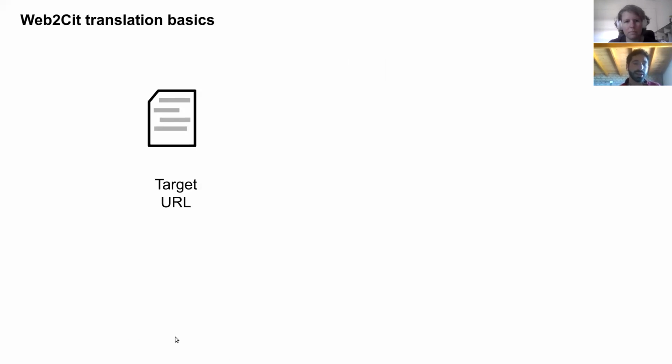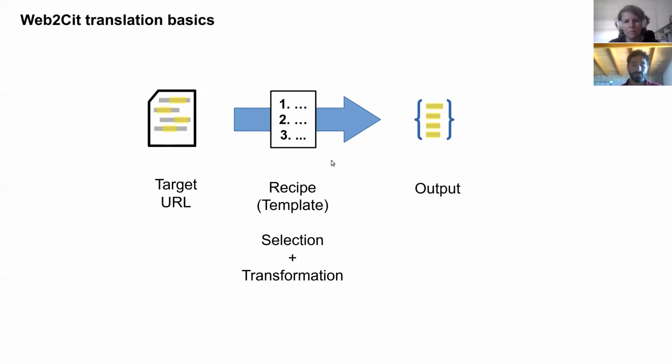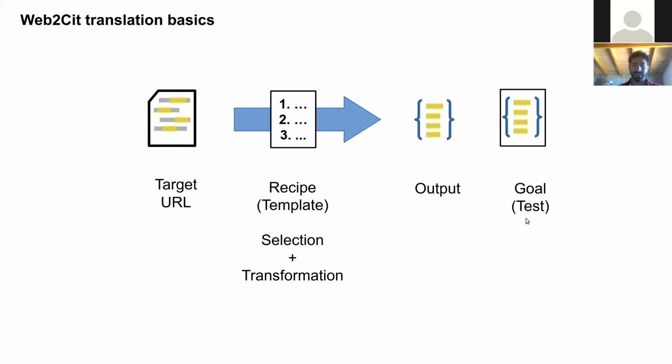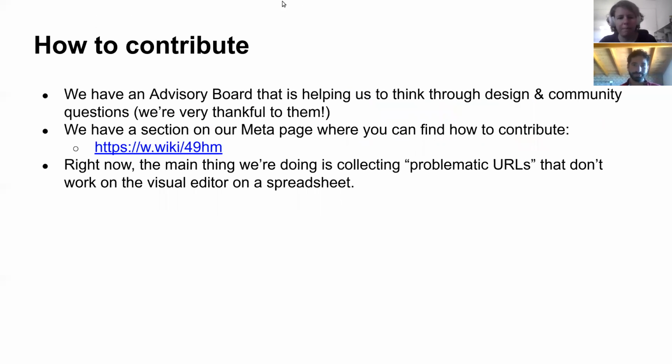So very briefly, we have a target URL that we would like to translate. That is, we would like to extract this metadata from it and get this output. To do this, we will define and maintain a series of recipes or translation templates that include two steps, a selection and a transformation step. And we will also define a series of goals, that is, as I said, expected values for the translation. This way, we will be able to assess the translation and decide if the translation obtained is correct or not. And now back to Evelyn.